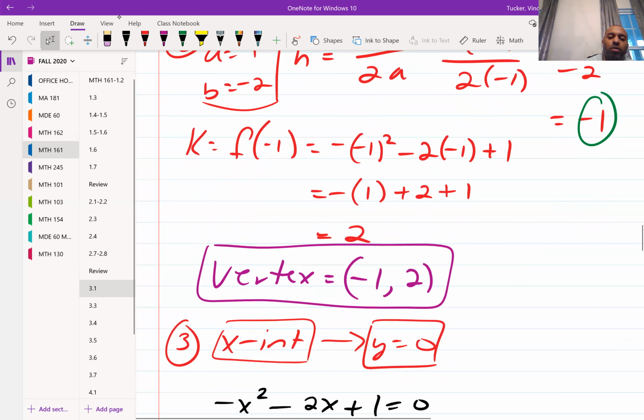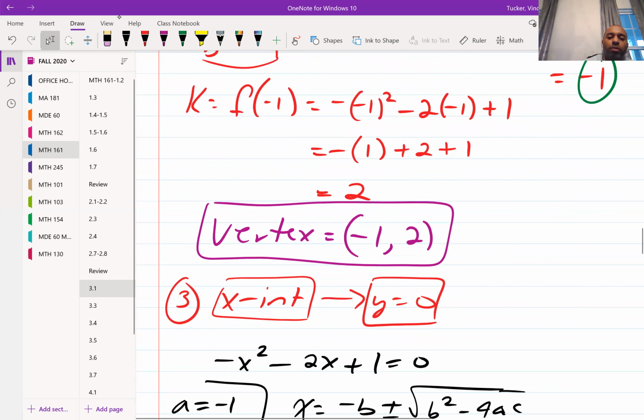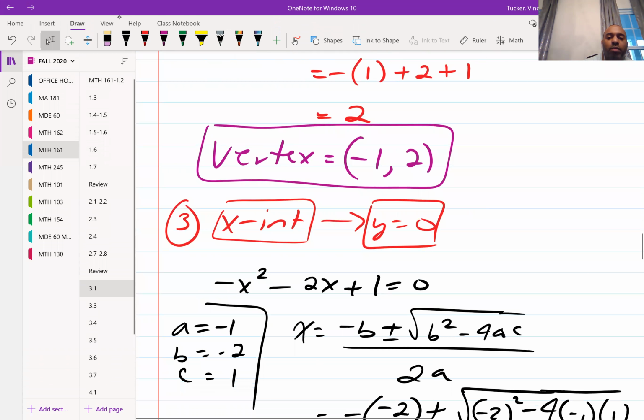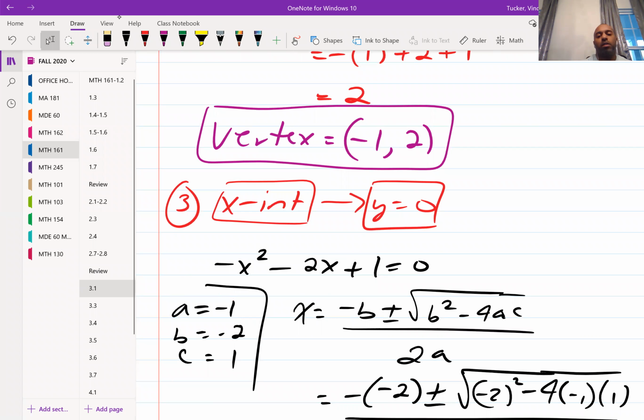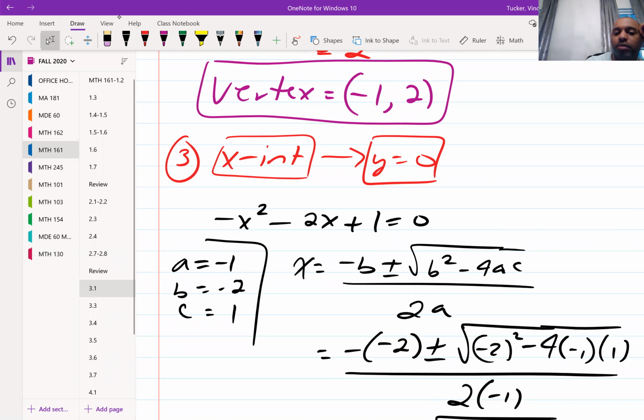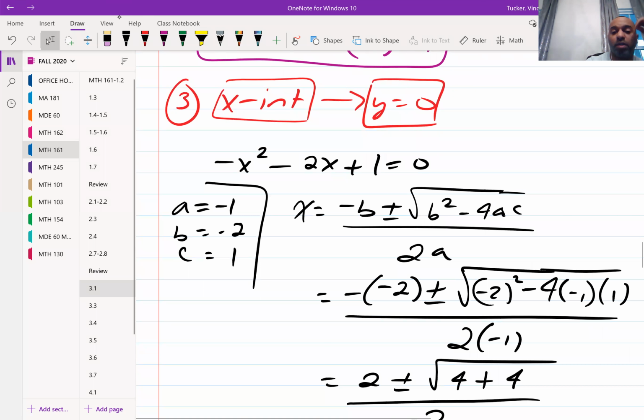All right, so you can go ahead and find the X-intercept. Remember, that was the next move. You want to find the X-intercept, you let y be equal to 0. Now this, if we could factor this, then we could do so, but if it's not factorable, remember you can always use the quadratic formula. And that's what I decided to do here. A is -1, B is -2, and C is +1. Plug those in accordingly.